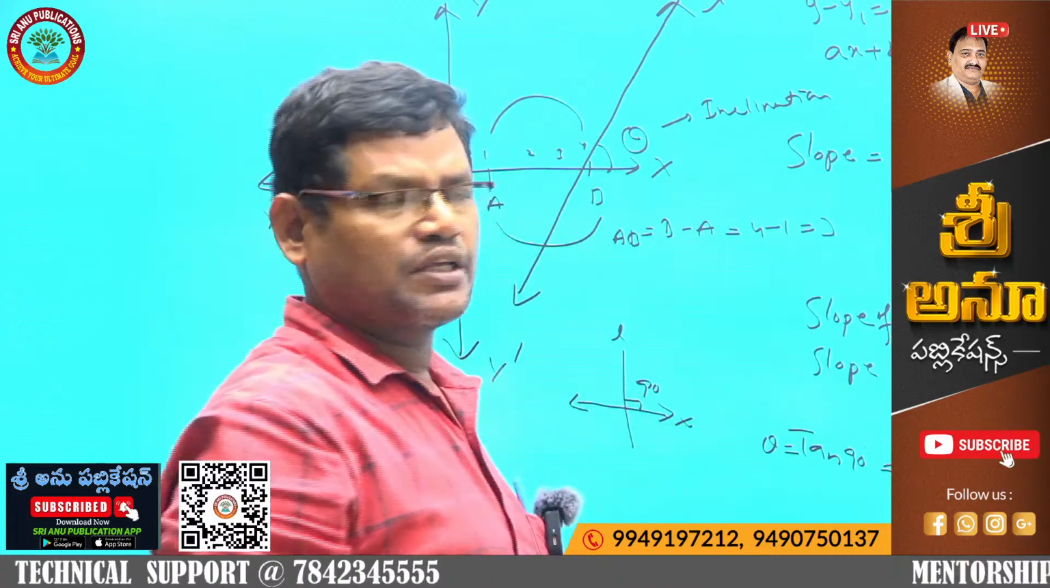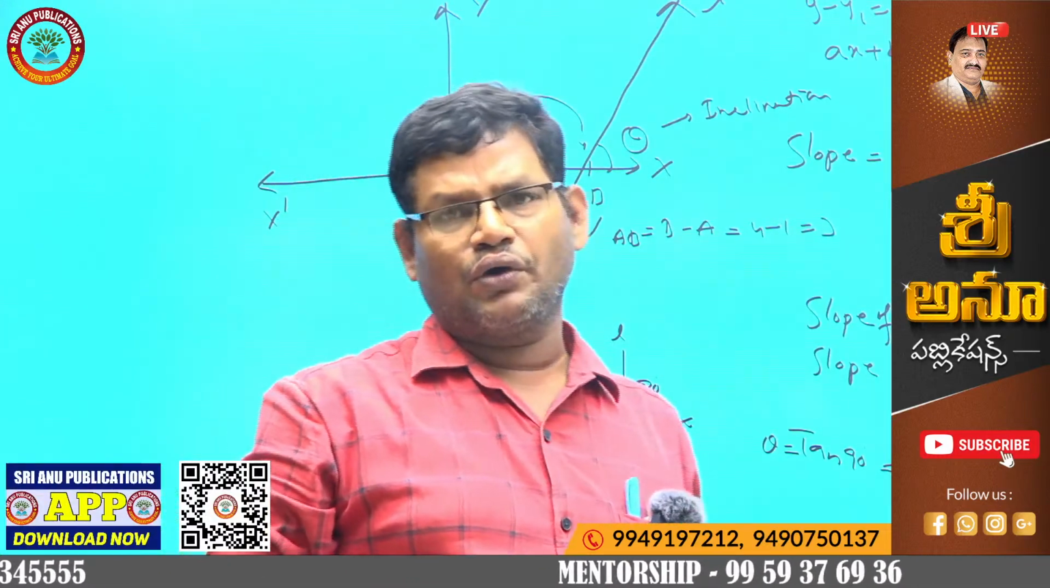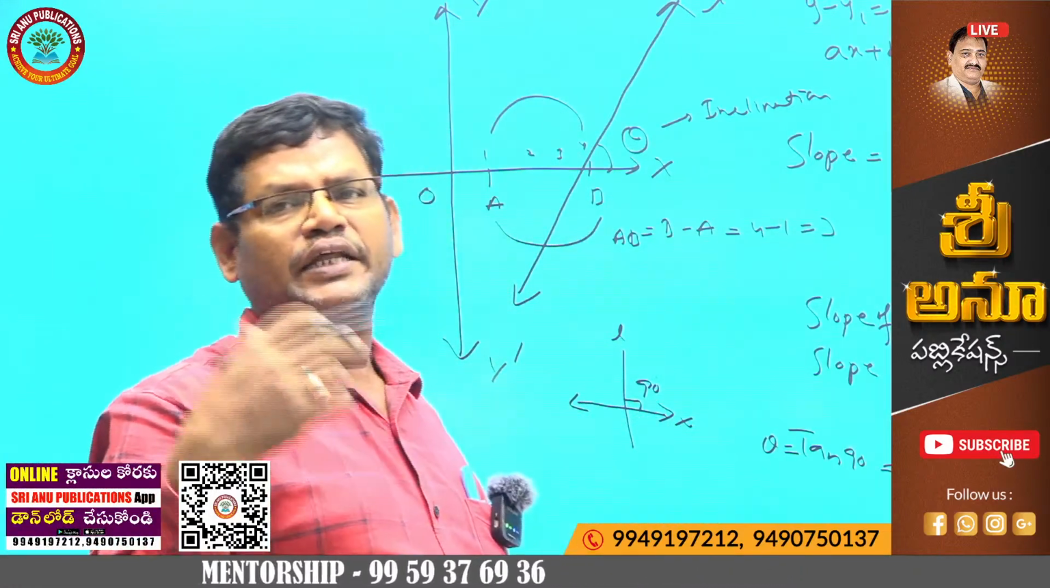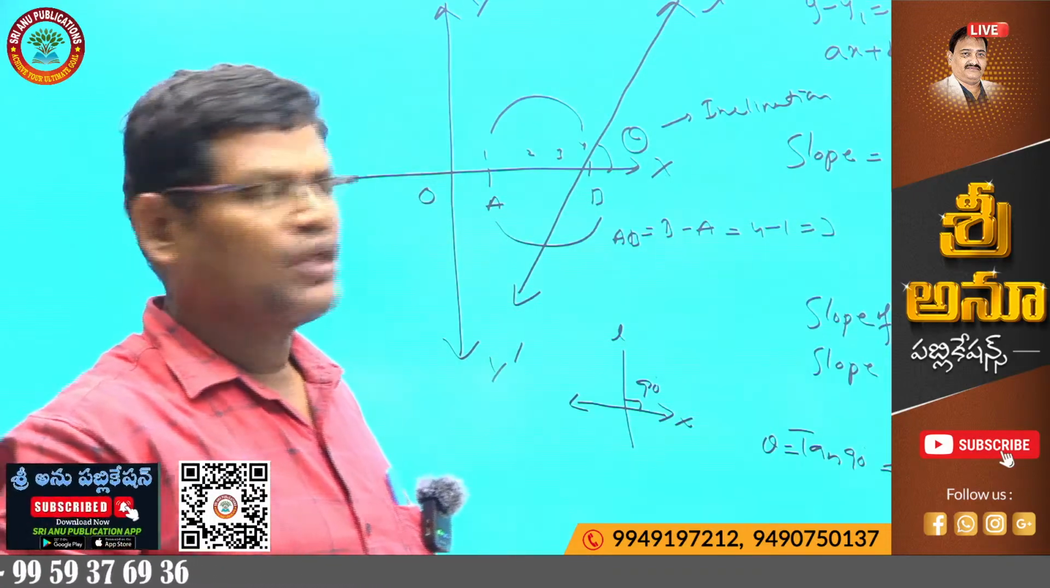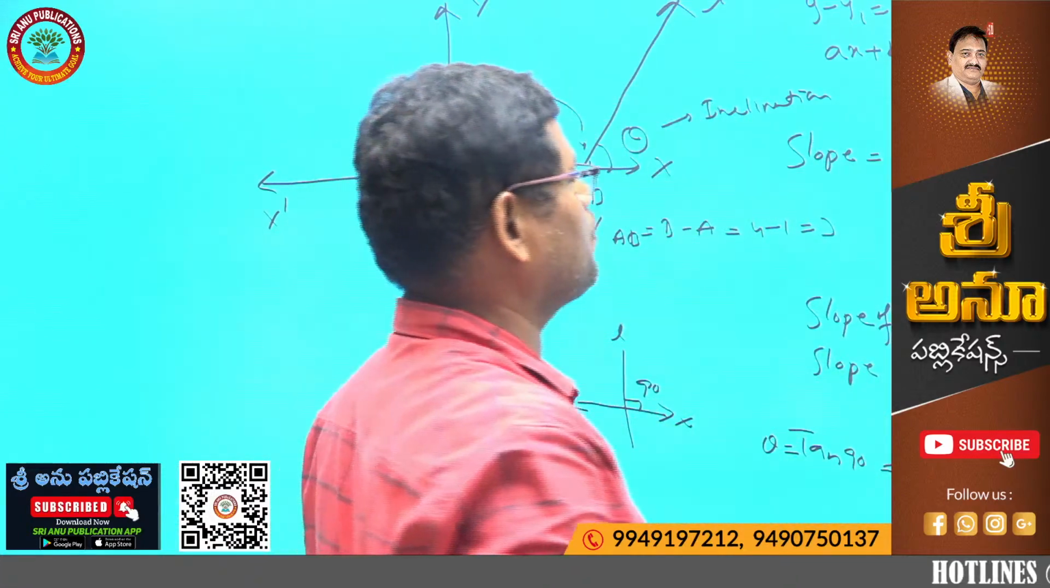ax plus by plus c equal to 0. Here A and B cannot both be 0. If A and B are 0, then there is no definition for the given line, so you can't define the line. That's why A and B cannot be 0.